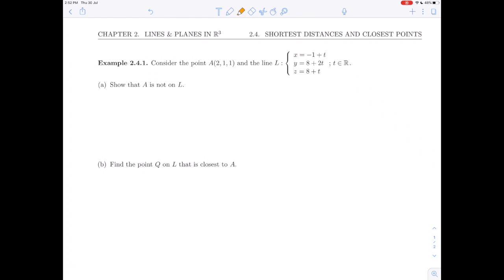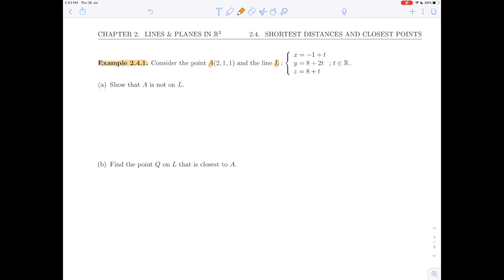In this video, we're going to do example 2.4.1, which is part of the unit on section 2.4, shortest distances and closest points. In this example, we're going to implement the procedures that we talked about in the last video, in particular how to find the distance and the closest point from a point A to a line L.